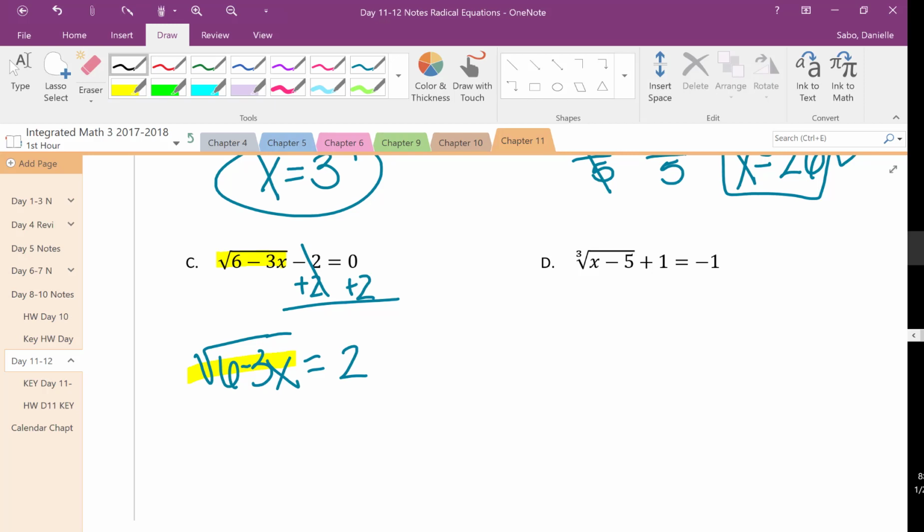You can't do that until it's isolated. If you do, you're going to cause yourself a lot of problems here. You're going to take way too much time to do these problems. So we're going to square both sides and take it from here.